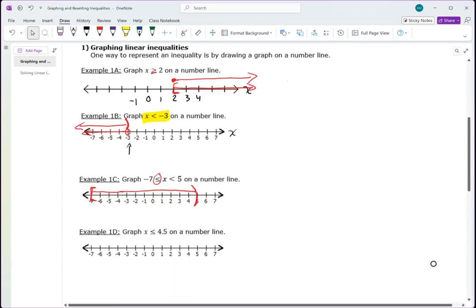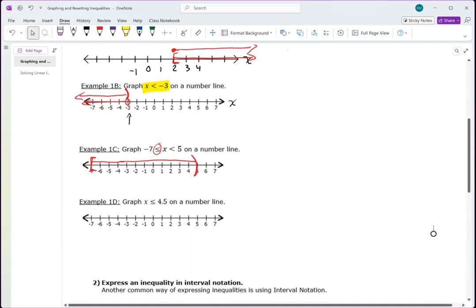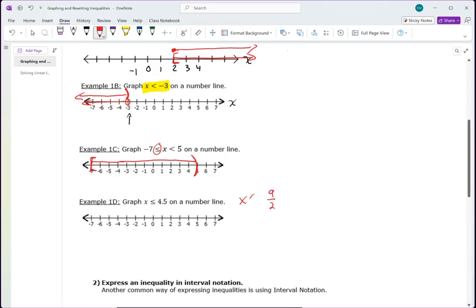And lastly, if we're less than or equal to 4.5, this could also have been written as 9/2. I usually suggest that people rewrite that as a decimal in order to find it on the number line. I find it right about here, and we're less than that number. An example would be 0, which is less than that number, over here. So my graph is going to go this way, and we're going to have a bracket because it's less than or equal to.